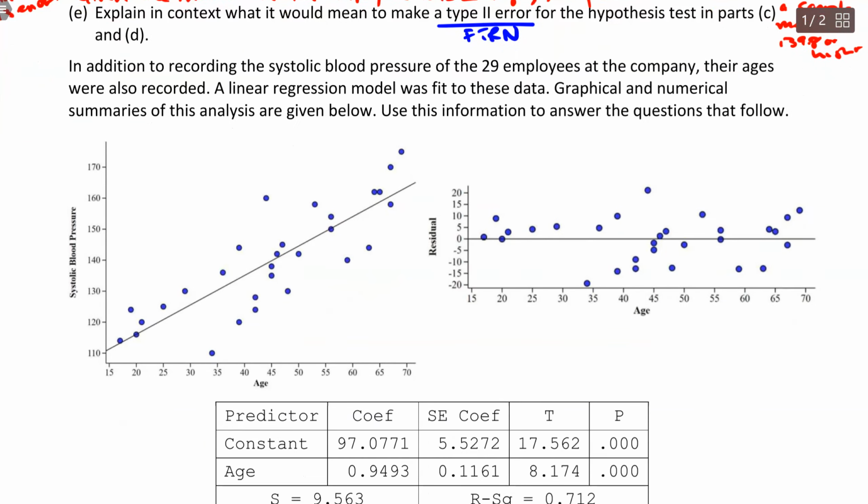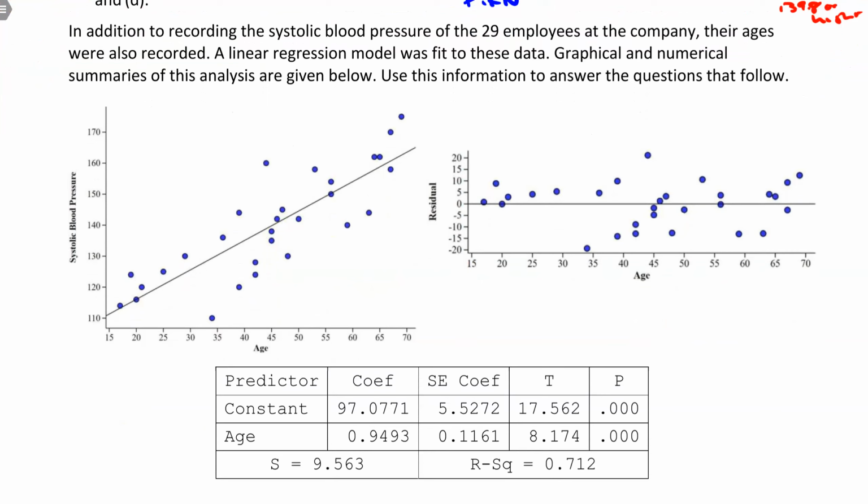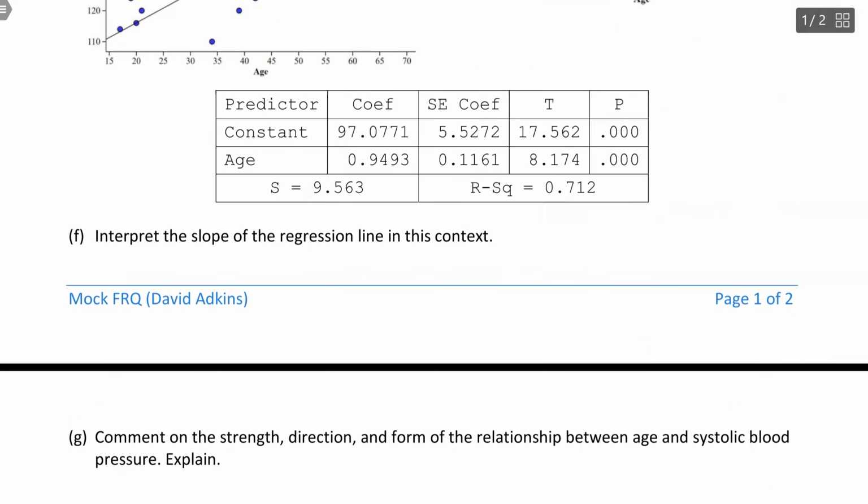Oh, all right. Things just got crazy. A lot of people have been interpreting that this is going to happen and that we're going to see a bivariate situation probably within another problem. So all of a sudden we're now switching gears and we're looking at systolic blood pressure and ages. So we're doing a nice little regression analysis. They've given us our scatter plot, our residual plot, and then that table of values. And looks like we have two things to do.